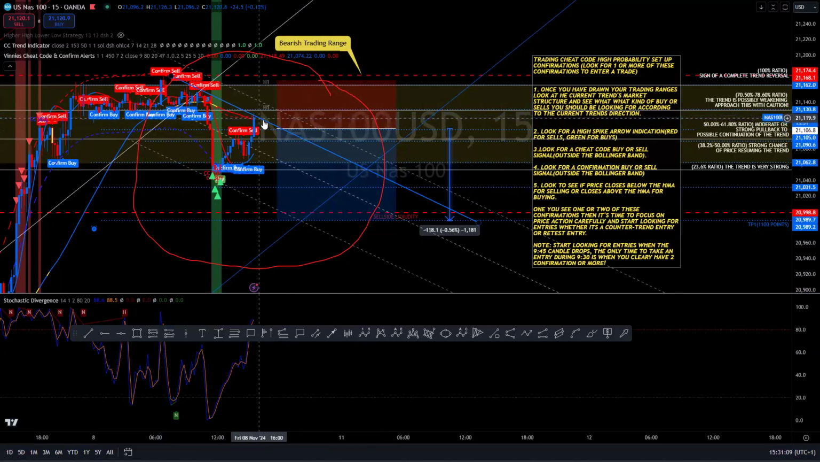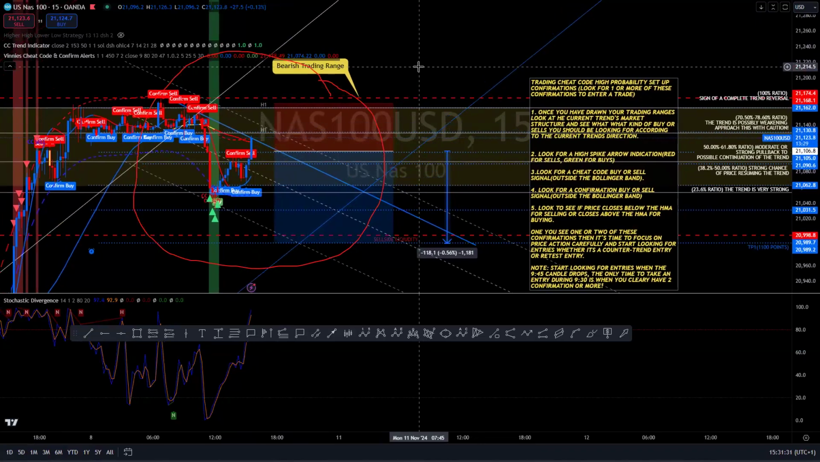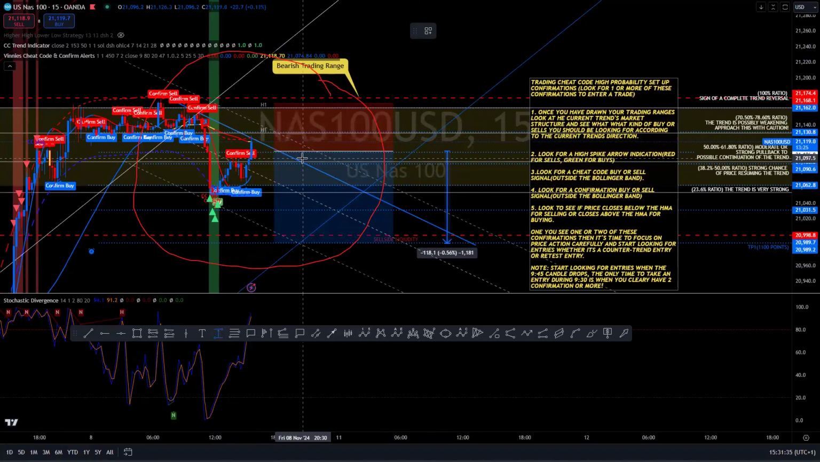Yeah, I want to see the next candle close above this and push this to change my bias. But if the next candle closes down and tests this area, it might still be a sell to go down to here. So I'm going to hold my horses.